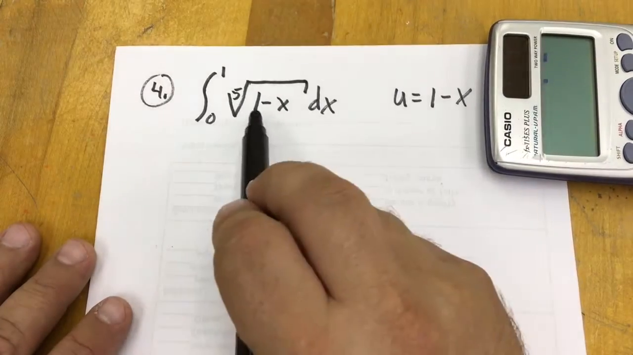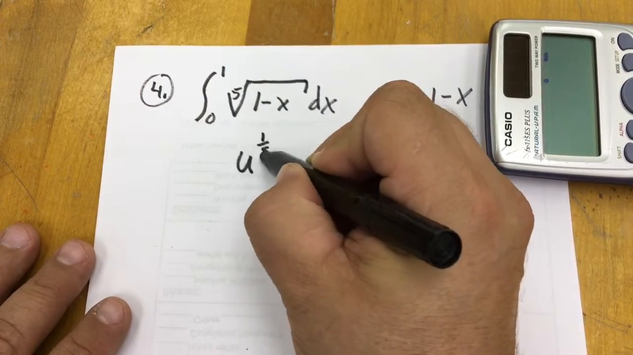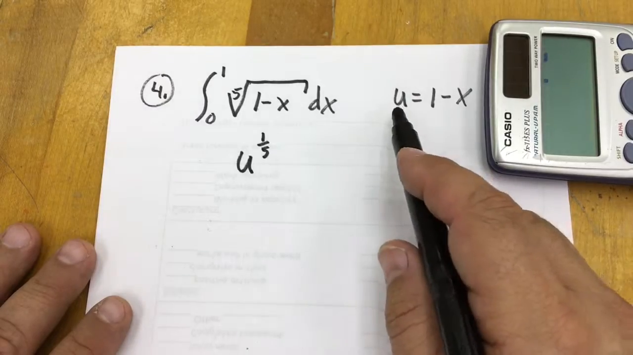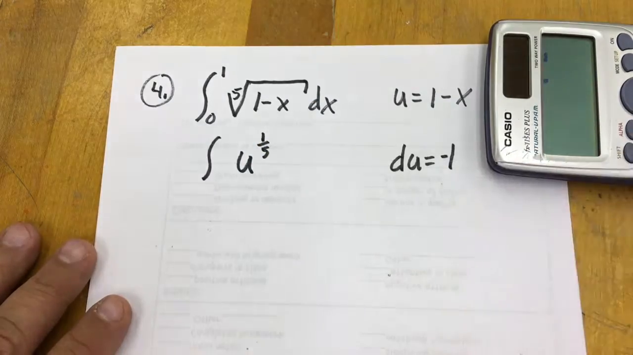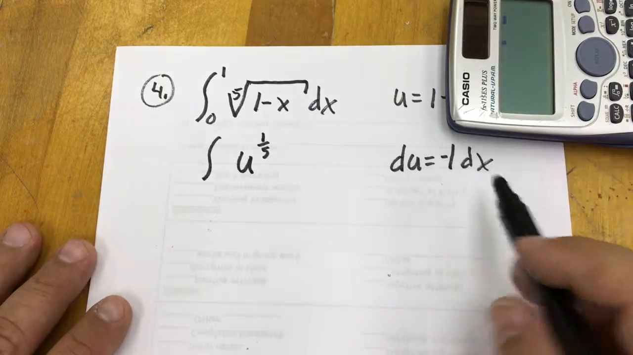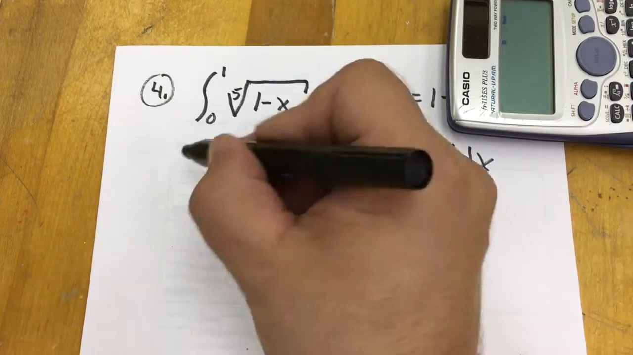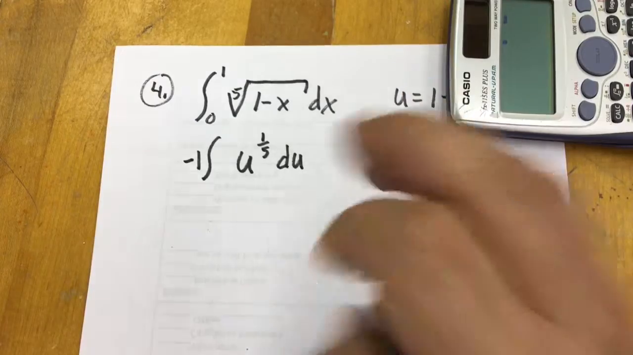So let's see here. I'm going to let u sub, so that's going to be u to the 1/5, because what's in the bucket goes on the bottom. Now I'm going to find the derivative of u over here, so that's going to be du equals -1 dx. The dx will cancel out with the dx, but the -1 has to go out front, and the du replaces.